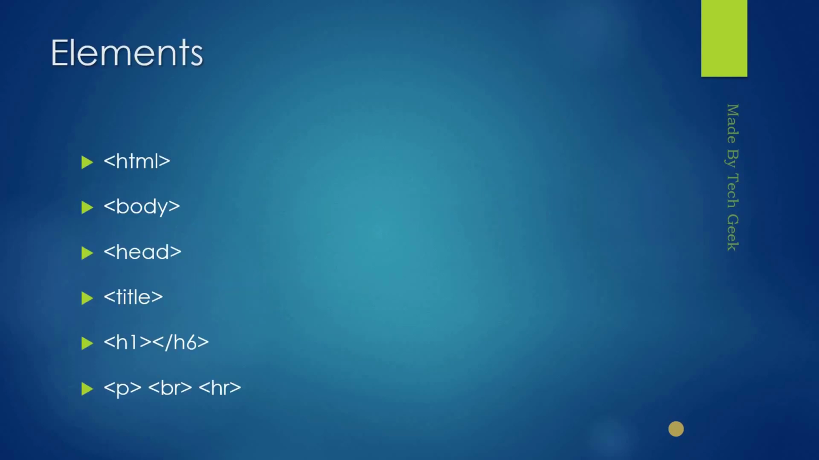So now let's see what we will discuss in elements. The first element we will discuss is HTML. Next one is the body element. The third one is head. Fourth one is title. Then the H element, which is actually from H1 to H6 level. Lastly will be paragraph, and then the BR element, and then a horizontal line element.